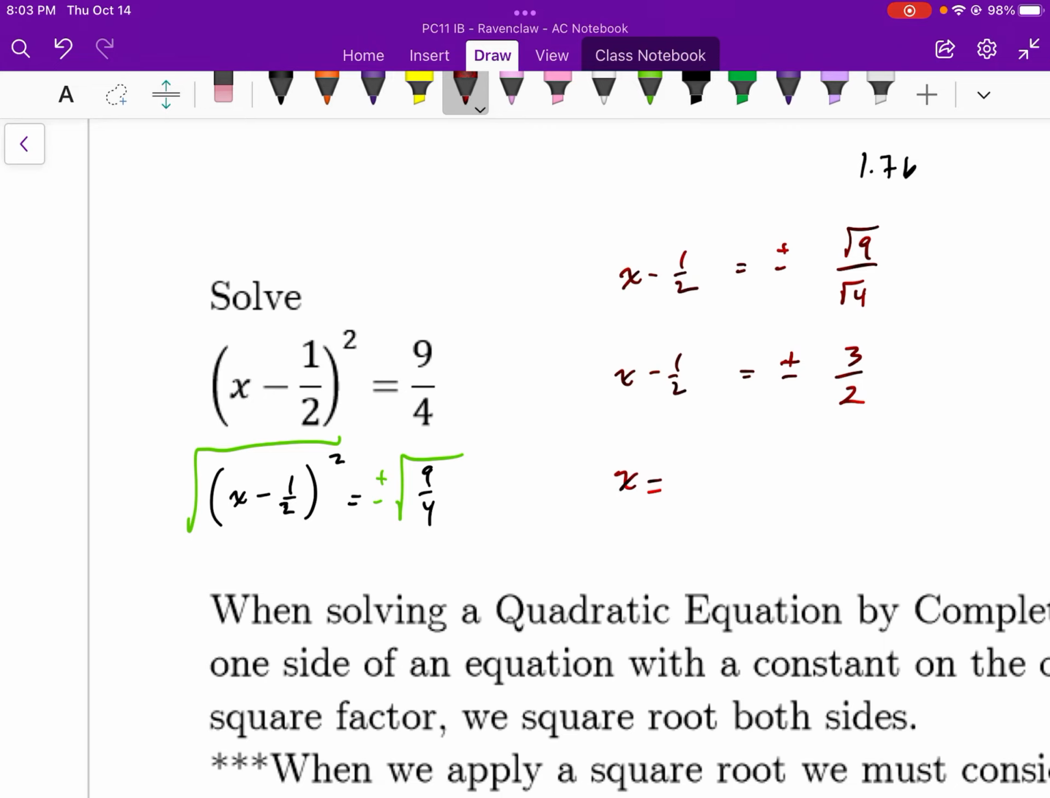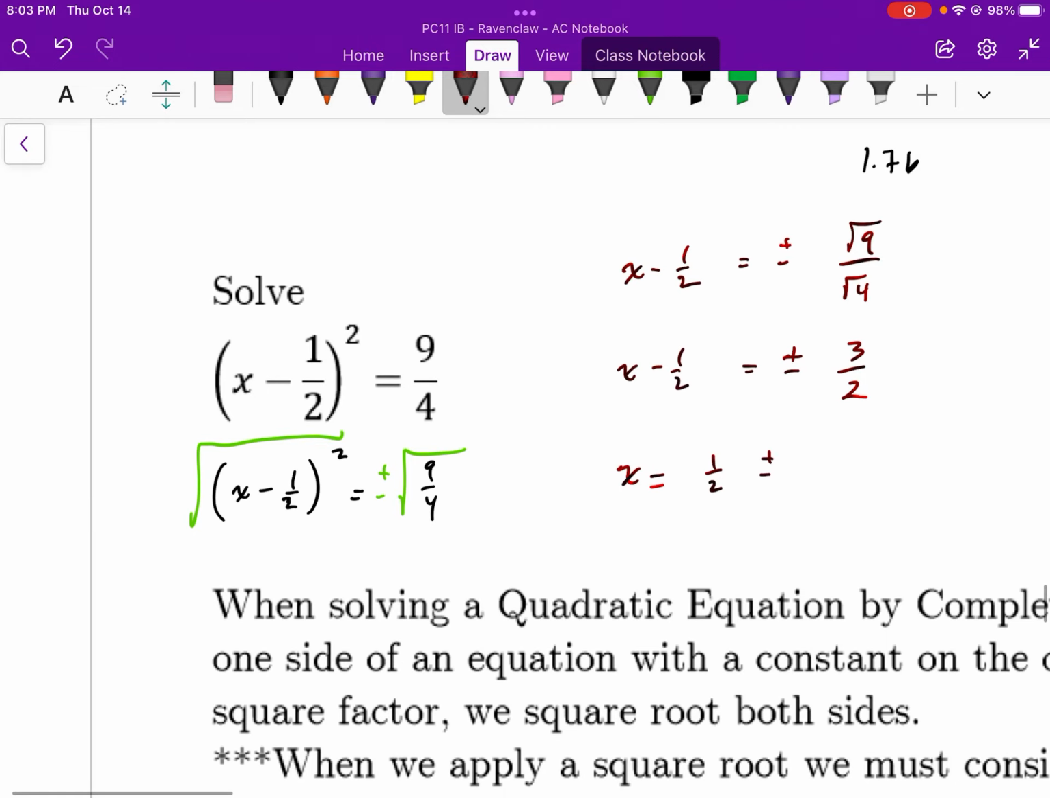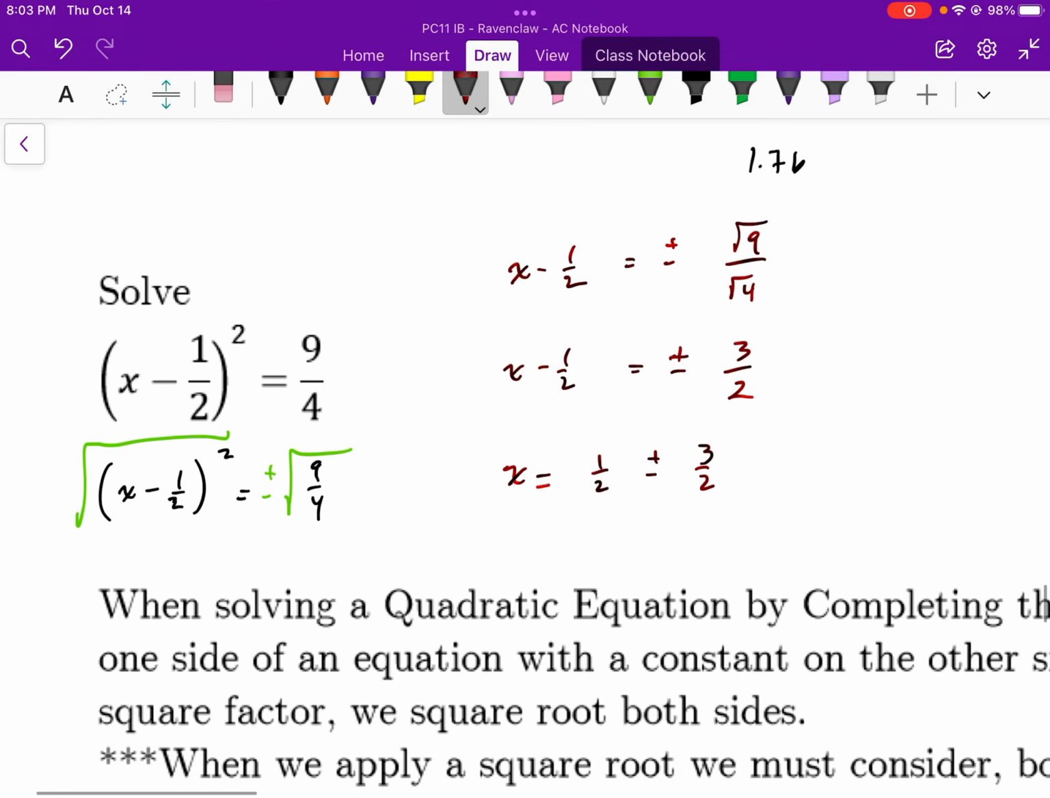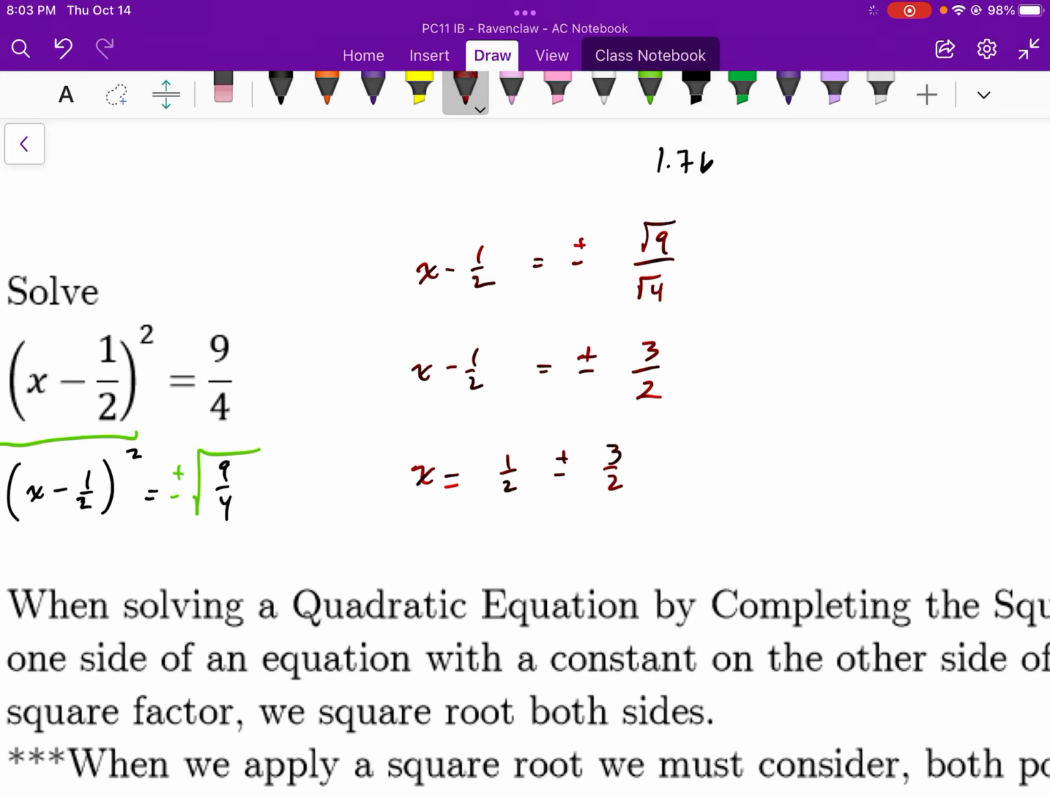The next step is adding 1/2 to both sides. And there we have it. This breaks up into two solutions. x1 is 1/2 + 3/2, and x2 is 1/2 - 3/2. x1 is going to be 2, since 1/2 + 3/2 is 4/2, which is 2. x2 is 1/2 - 3/2, which is -2/2, or -1.